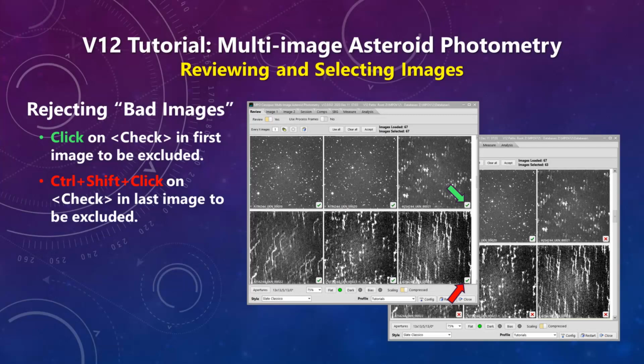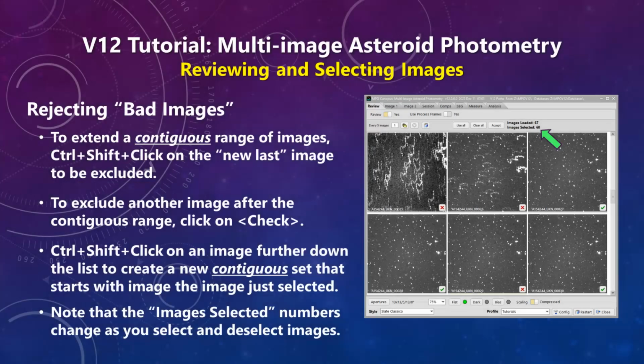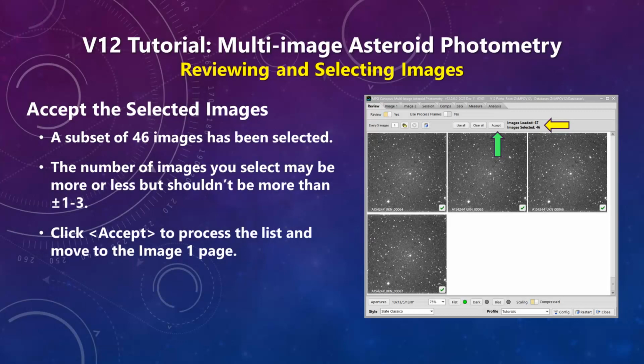To select a range of images to exclude, click the check button in the first image, and then Ctrl+Shift+click in the last image to be excluded. You can click on another image further down without affecting the range you just created. Once you have selected all the images to be measured, click the Accept button to process the list and go to the Image 1 tab.